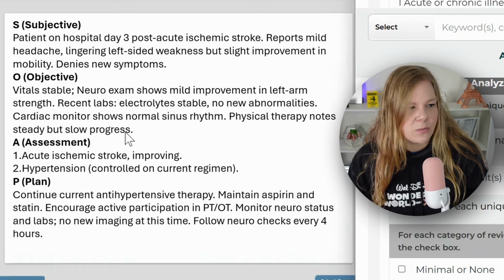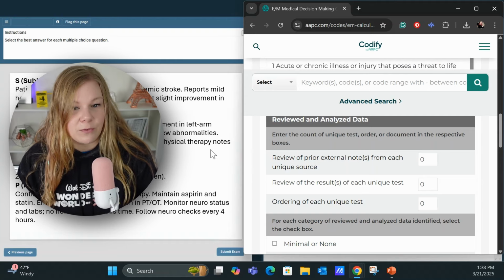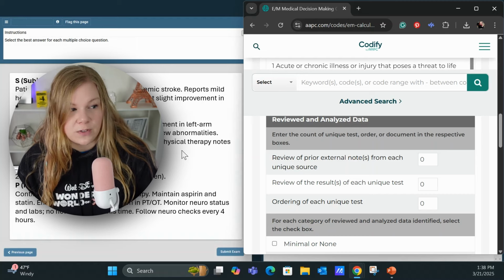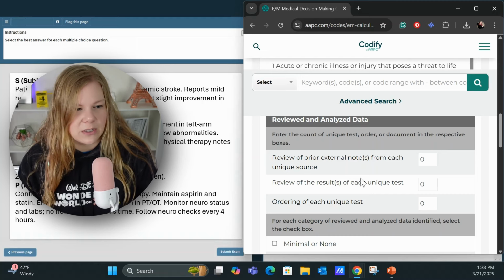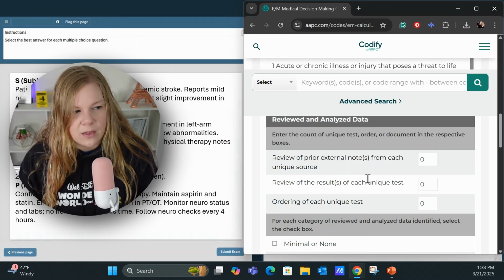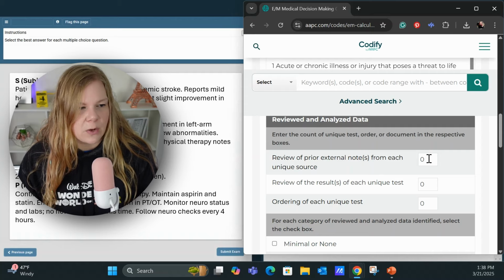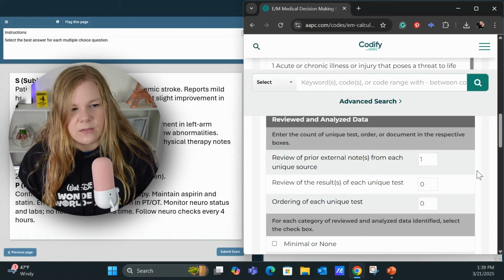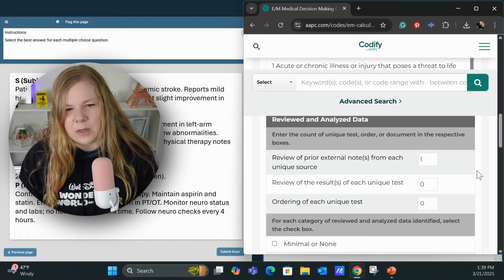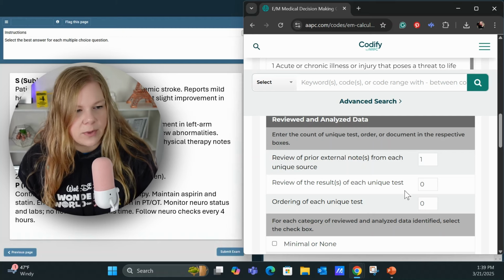This is where it gets a little dicey, because we have here that it says physical therapy notes steady but slow progress. I don't know if that means that they reviewed the notes or they talked to physical therapy. So it's kind of hard to consider something there. But let's say for argument's sake, we're going to count that as a review of external notes. And I think for this one, it might not make an impact on the level of medical decision making.